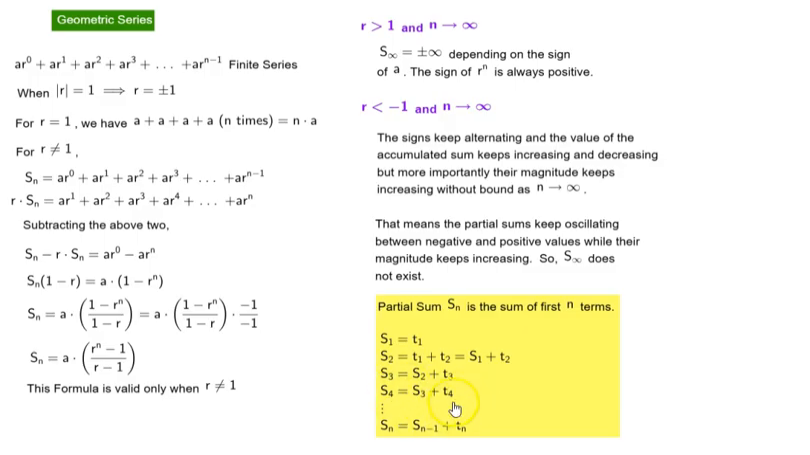So basically what this means is that at every step, we have the accumulated sum to which we are adding the next term. So in general, it becomes S sub n is equal to S sub n minus 1 plus T sub n. As I mentioned in the previous session, where we looked at some examples, the impact of r on the progression. This is very, very important. So that was geometric series.